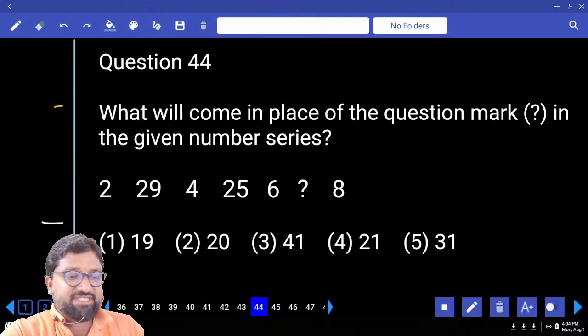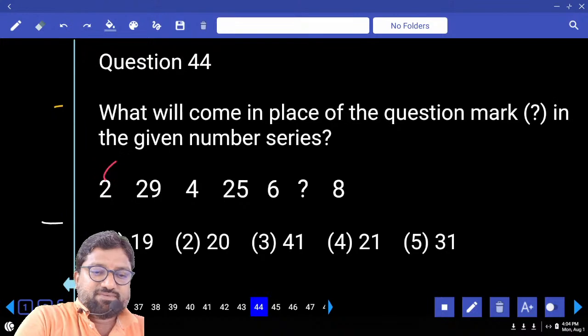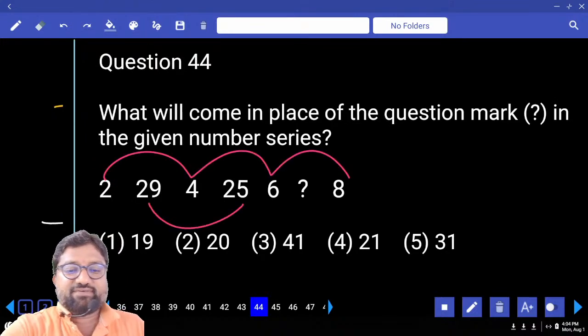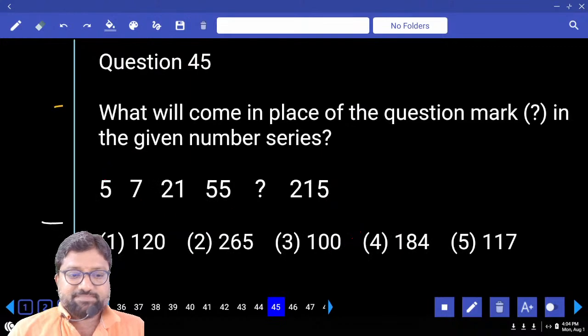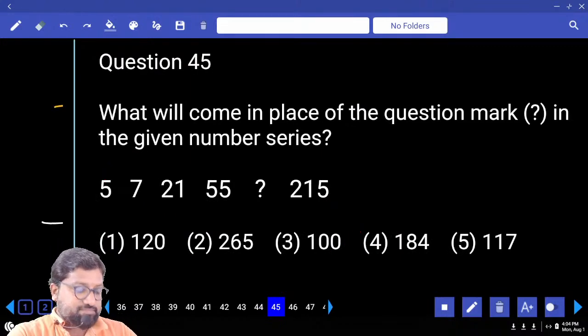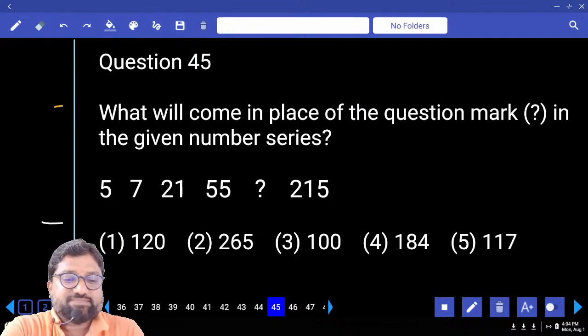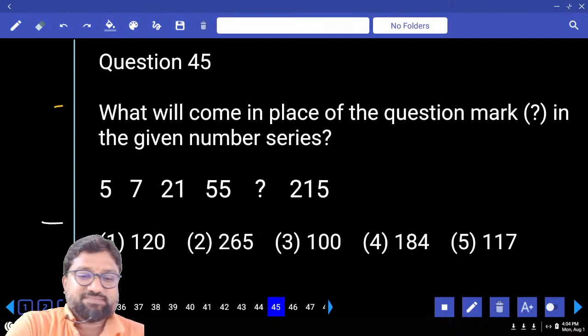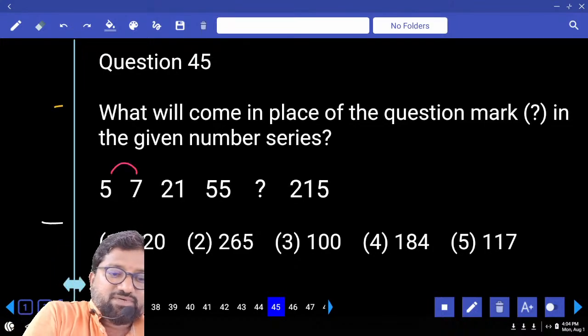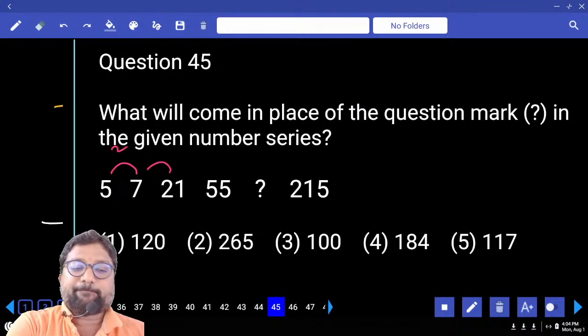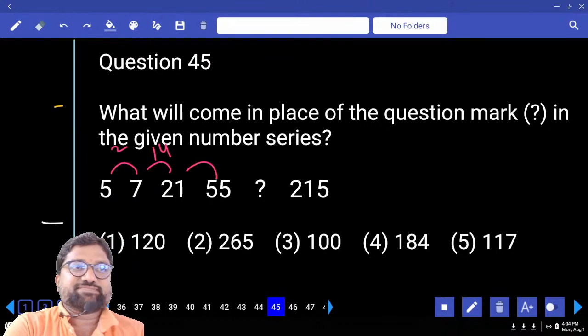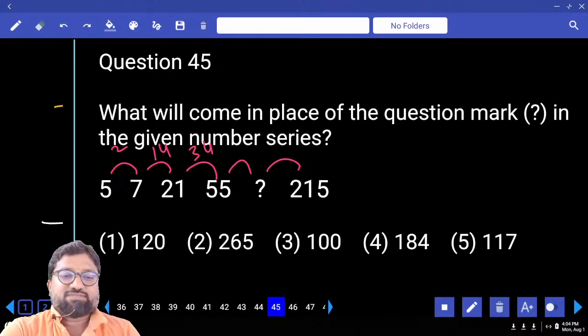What shall we do next? The alternation is very clearly visible. 2, 4, 6, 8, 29, 25, minus 4 is 21. Shall I go with the differences between the numbers? Then what should I do? What is the difference? 2. What is the difference? 14. What's the difference? 34. 2, 14, 34. Looking at this, does it suggest anything? Do you understand anything?